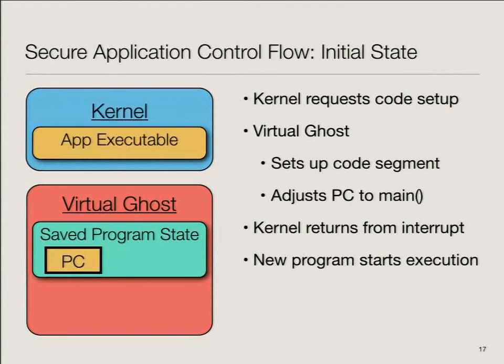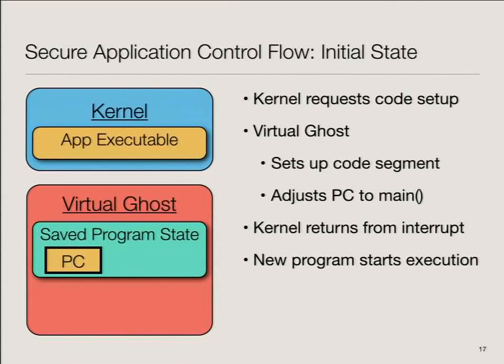As an example, let's look at how the exec system call is implemented on a Virtual Ghost system. So you have the operating system kernel. There's some application executable that it wants to execute. There's some program that has executed the exec system call, so it's been interrupted, and we are now running in the kernel code. So the kernel says, hey, Virtual Ghost, I have this application executable here. Please set up the code segment for this executable, and please change the saved program state so that when I resume it, when I put it back onto the CPU, it will start up in the main function of this executable.